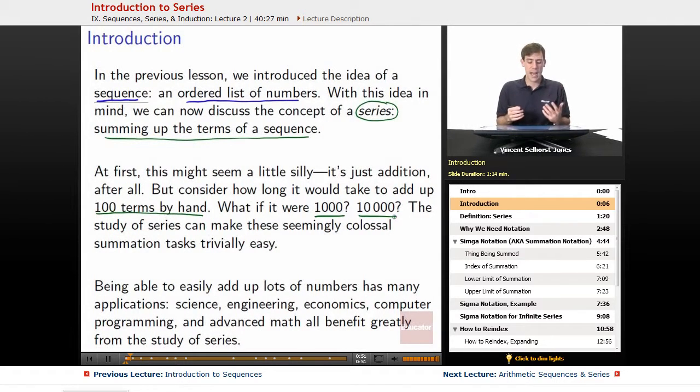Being able to easily add up lots of numbers has many applications. You'll see it in science, engineering, economics, computer programming, advanced math, and many other fields. All these things benefit greatly from the study of series, from being able to talk about adding up a whole bunch of numbers in an easy way, where we can talk about it in compact notation. All of these things are really important to a variety of fields, so this is a great thing to study.